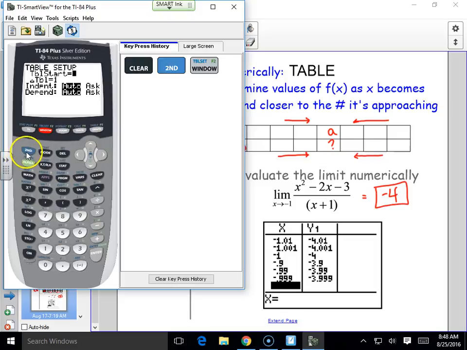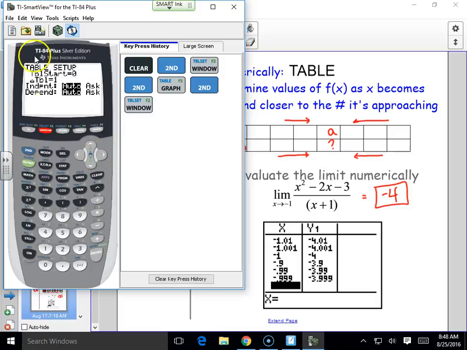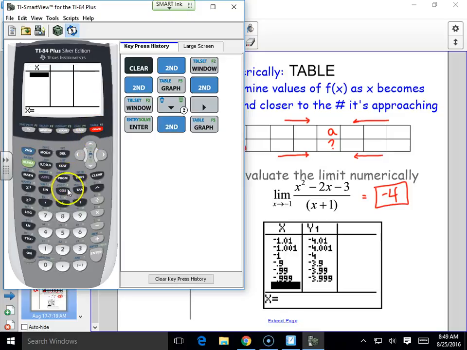And normally tables do go by ones. Right? 0, 1, 2, 3, 4, 5. But we can change that. And we could go by point ones, but that still wouldn't help us go by many different decimal places. So instead we would go to ask instead of automatic. Take away the automatic generation of the table.